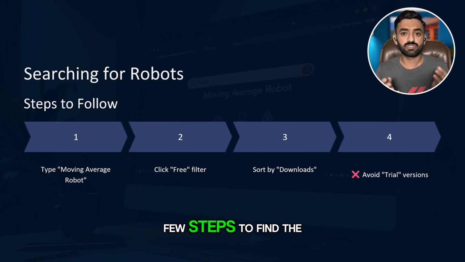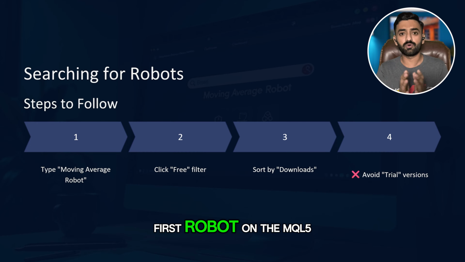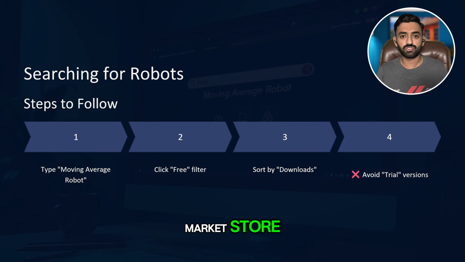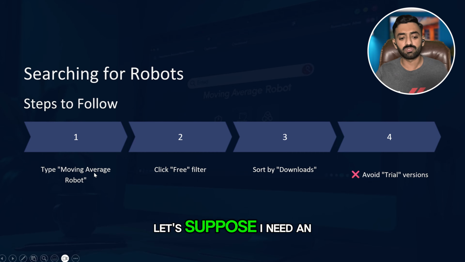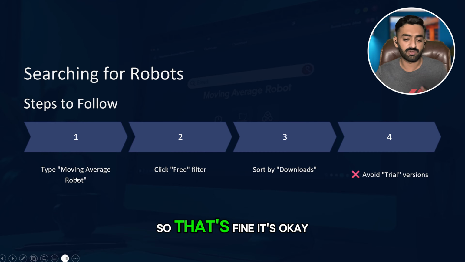Here I mentioned a few steps to find the first robot on the MQL5 market store. So the next one, we will be searching with the moving average. Let's suppose I need a moving average robot, so that's fine, it's okay.